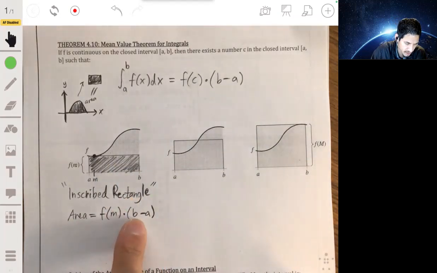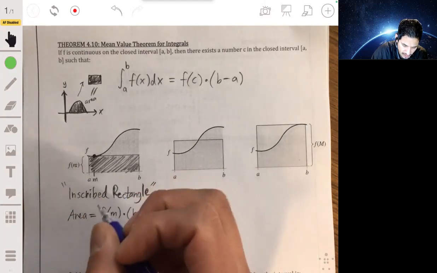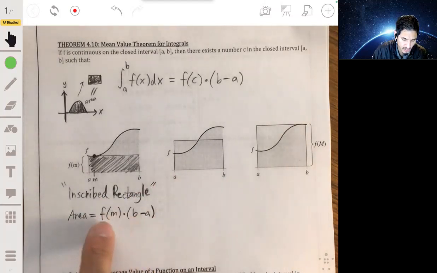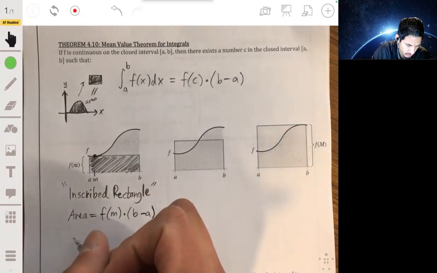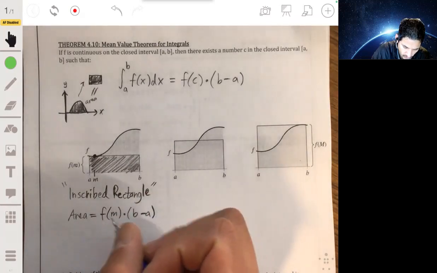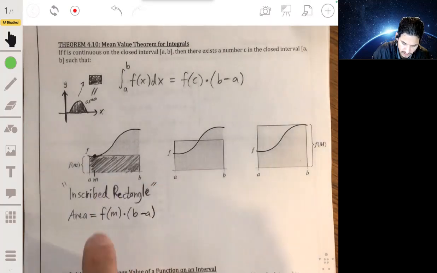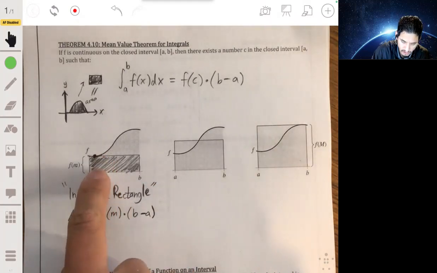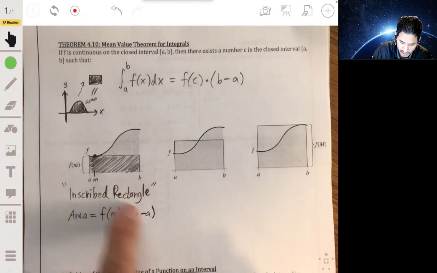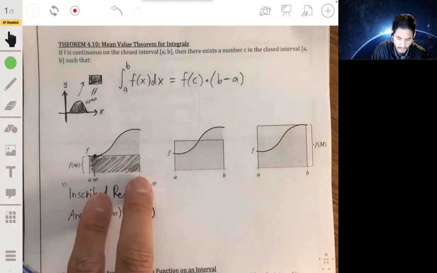So we're saying, essentially, you can rewrite this as the area of a rectangle, or if you want, you can write this as an integral itself. But the area of this rectangle is just the height of this rectangle times the width, which is f of m times b minus a.